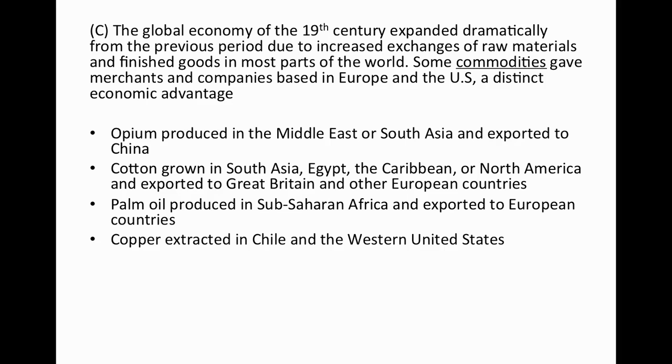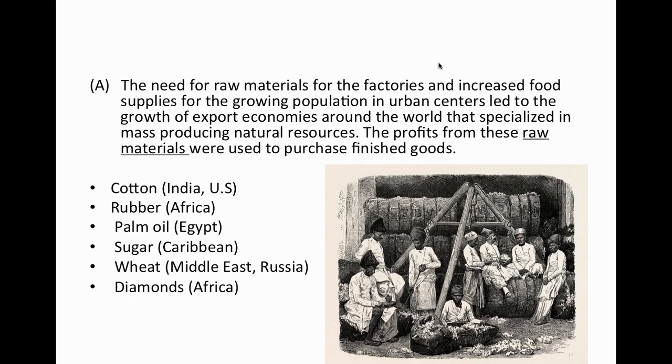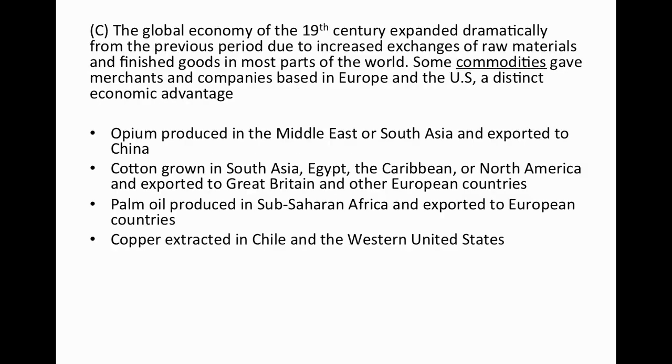Wealth is being taken out, raw materials are being taken out. In a way, nothing's being put back in. So, for example, opium was being produced in the Middle East, and then the English would export that opium to China, and we know how that hurt the Chinese through drug addiction. Cotton would be grown in South Asia or Egypt, India or Egypt, and the Caribbean. Even North America, it would be then exported to Great Britain and other European countries. Palm oil, again, coming out of Africa, exported to European countries, and copper is coming out of Chile and the Western United States. So again, these are commodities, not that different than some of these raw materials. So it's just kind of an extension of that.